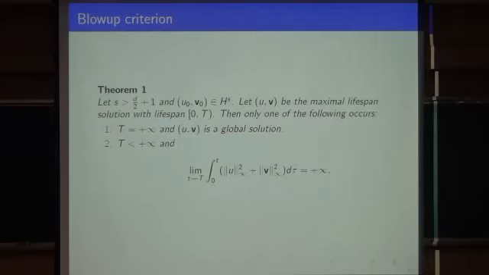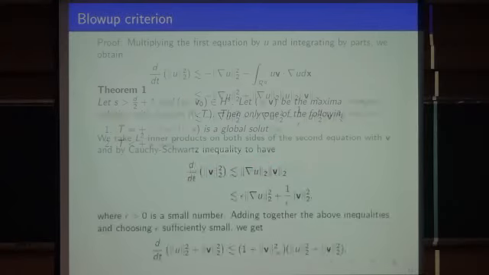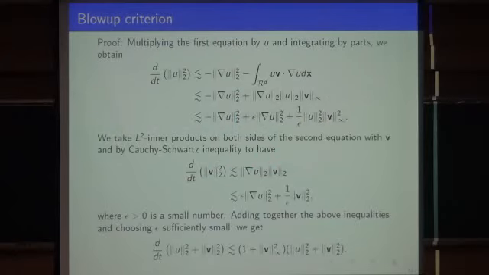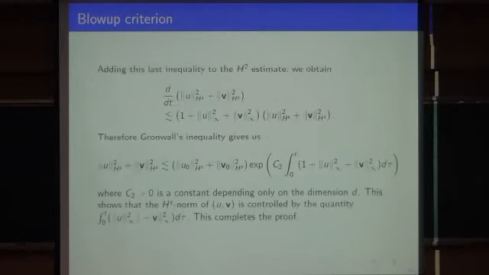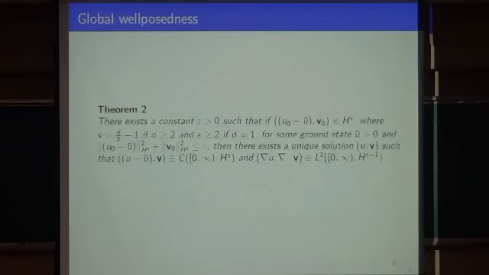So this is the blowup criterion we just mentioned. The solution is either global, or if it blows up in finite time, it must blow up in this form. And this V is the gradient of C, so it's the gradient of the chemical. And I will skip the proof of this local existence.